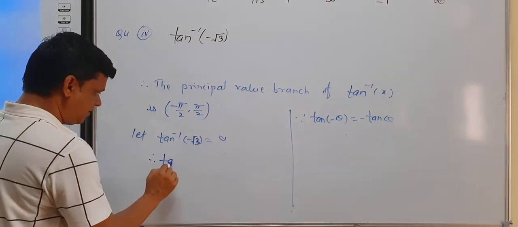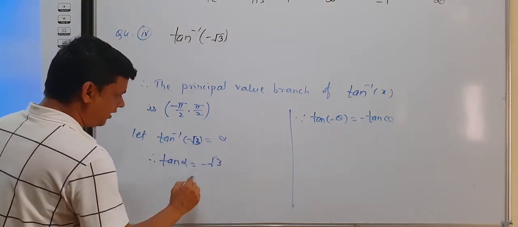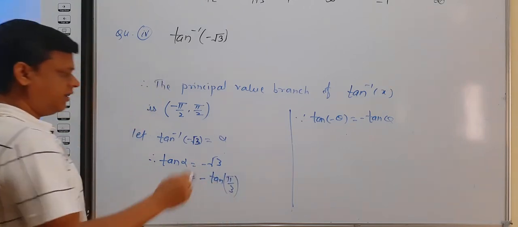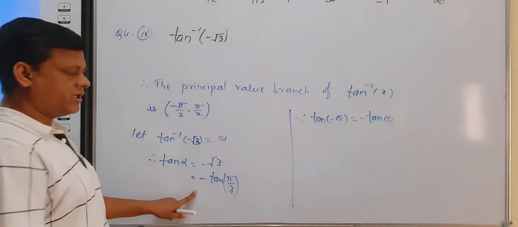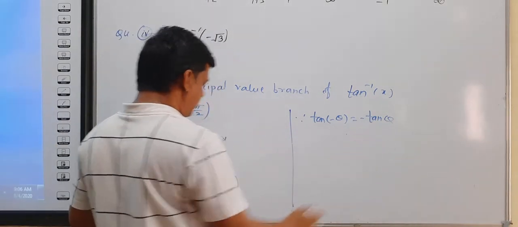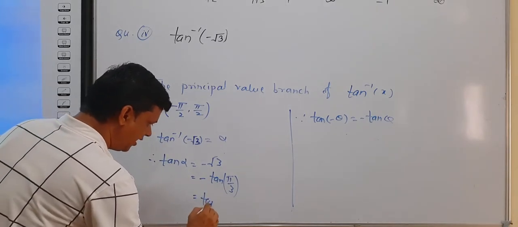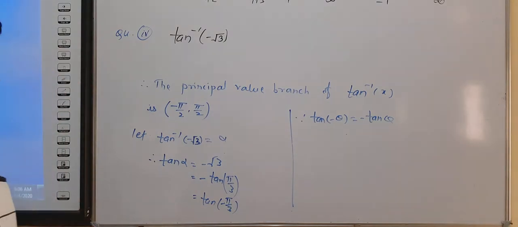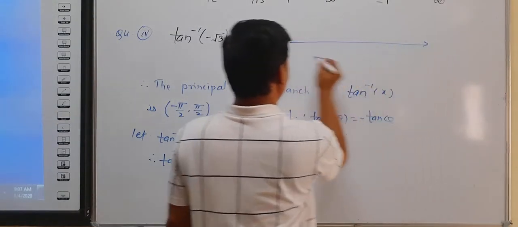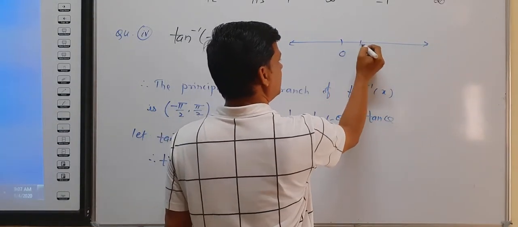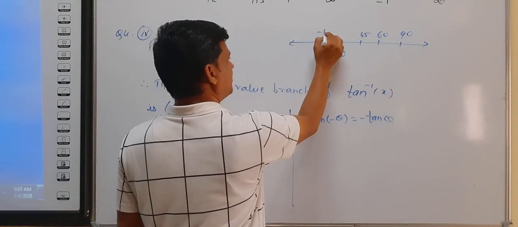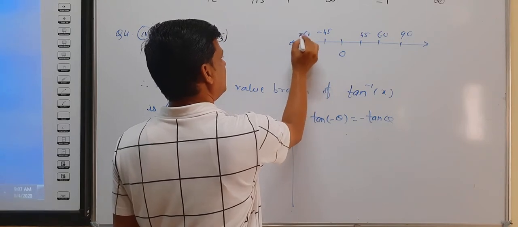Therefore tan alpha equals minus root 3. We know that tan pi by 3 is root 3. So again using the formula tan of minus theta equals minus tan theta, we write here tan of minus pi by 3. Now pi by 3 is 60. So again we draw a rough sketch here: 45, 60, 90, minus 45, minus 60, minus 90.